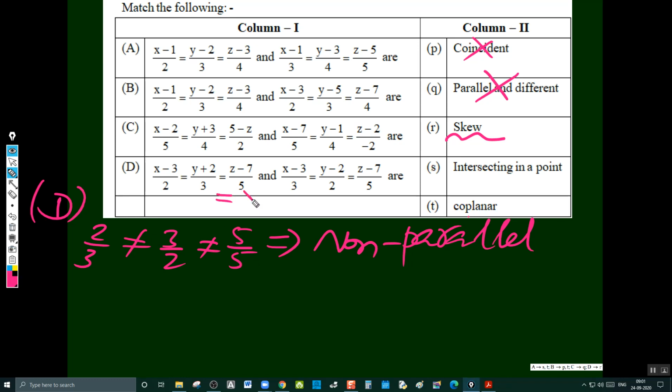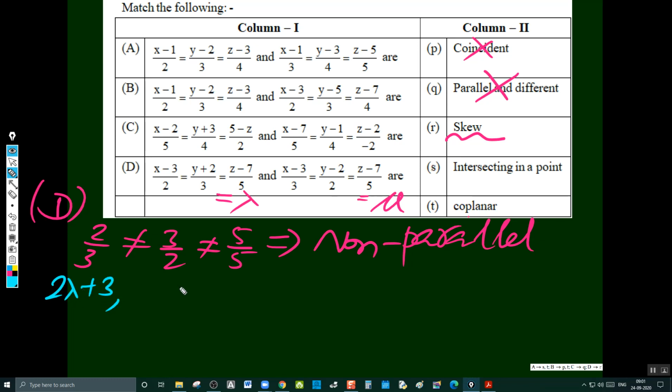Come on, work out along with me. Lambda is equal to mu. Let me write that. Sir, lambda is coming as 12 by 5 and mu is coming as 8 by 5, which is not satisfying for the z coordinate. Good. What does it mean then? Skew lines. They are not intersecting. Correct.